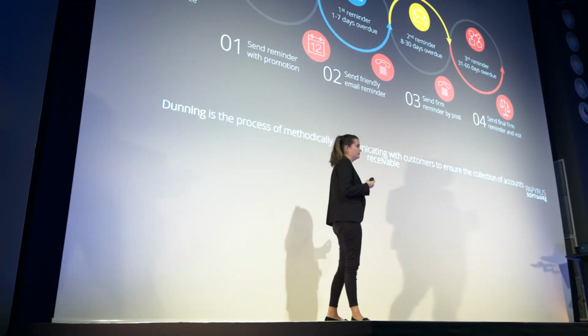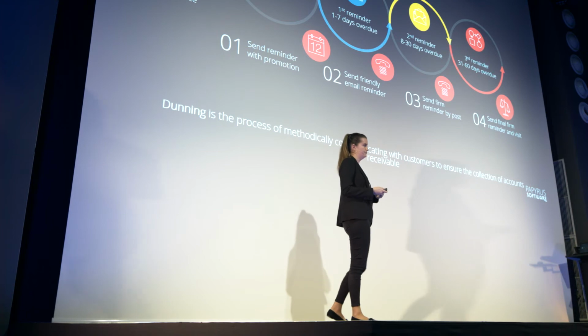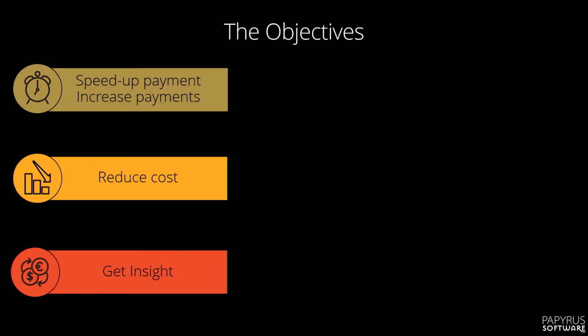So how can we improve this? How can we make our process better? First of all, the goals of our process will be to speed up our payments and increase these payments. We would also like to reduce the cost of our process. And also, we would like to get insight into the process. How does it work? When are the payments done? Who is usually paying late and who is paying early? How can we achieve these goals?